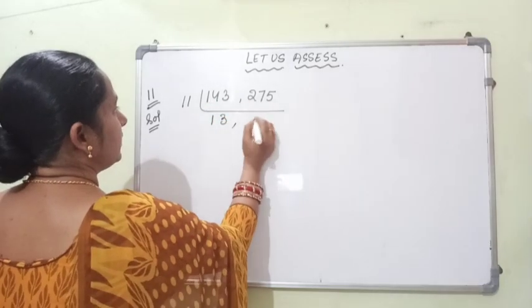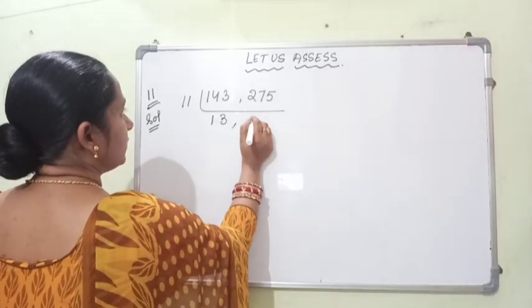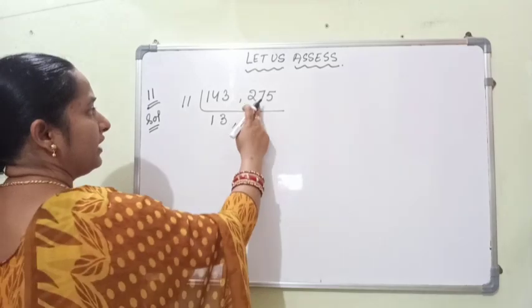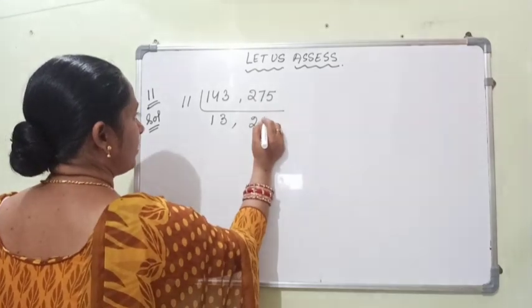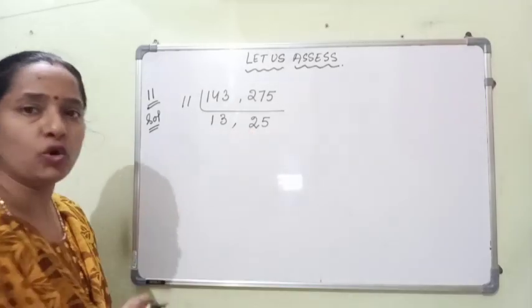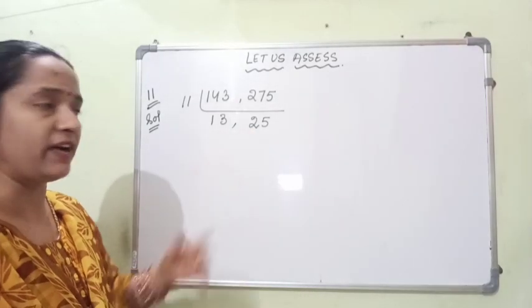Right? Then here, 11, how many times will it go? 11 twos are 22, 5 remainder, 5 5s are 55, so 11 5s are 55, right? Now 13 and 25 are co-prime numbers, so further we cannot divide anymore.